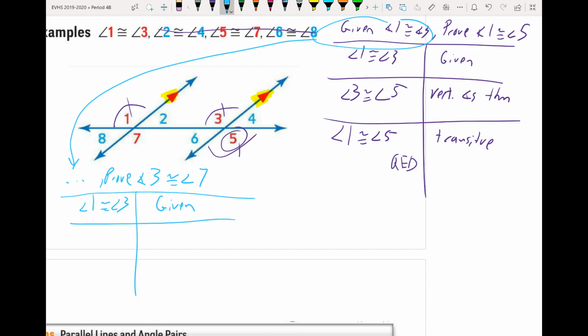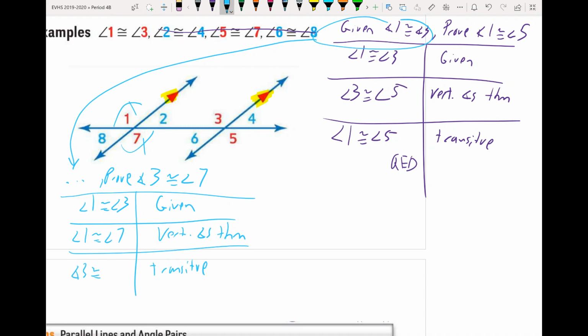What's next? You could say that angle 1 is congruent to angle 7. Okay, now I can use angle 1 is congruent to angle 7, and that's, again, my vertical angles theorem. And now what? Transitive property. Angle 3 is congruent to angle 7. Done. Simple enough. Now let's do another one. We can go crazy on this stuff.